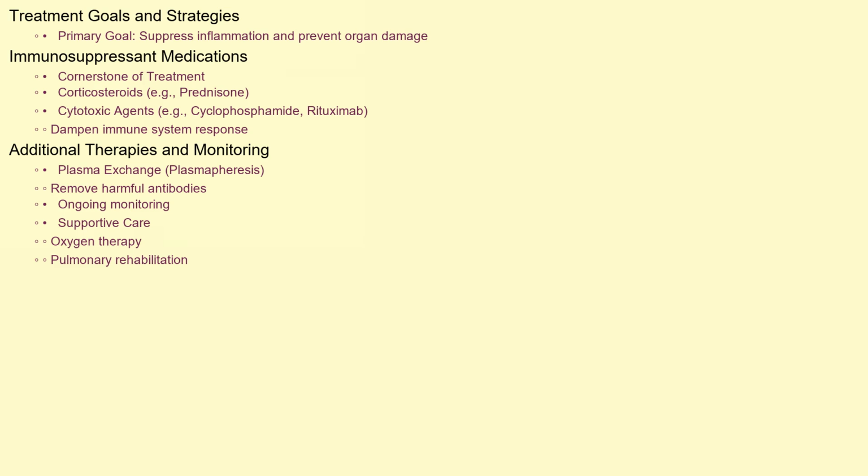The primary goal of treatment is to suppress the inflammation and prevent further damage to the lungs and other organs. Immunosuppressant medications, such as corticosteroids like prednisone and cytotoxic agents like cyclophosphamide or rituximab, are often the cornerstone of treatment. These medications work by dampening the immune system's overactive response. In some cases, plasma exchange, also known as plasmapheresis, may be used to remove harmful antibodies from the blood. Ongoing monitoring and supportive care, including oxygen therapy and pulmonary rehabilitation, are also essential.